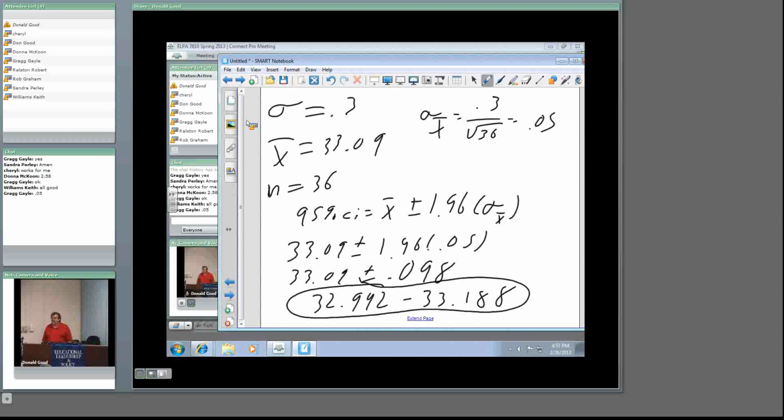Again, we know something about error. We know how it's distributed. We know we can calculate how much it likely is. So that gives us a range, in this case an interval specifically.